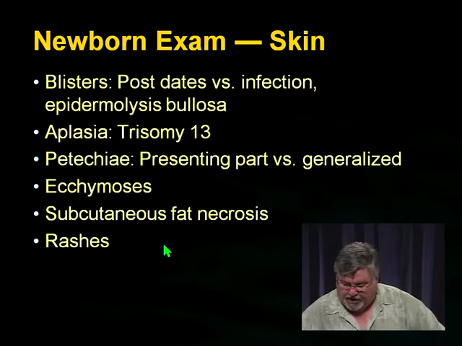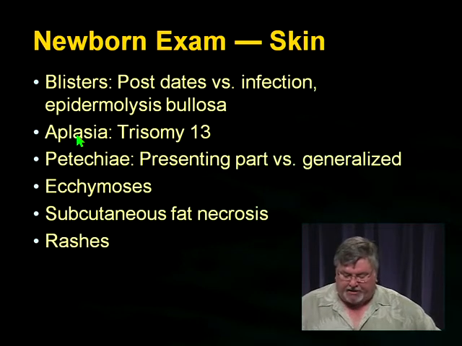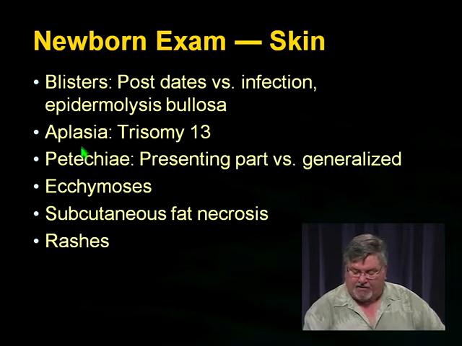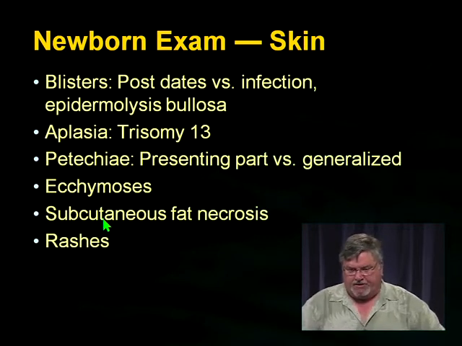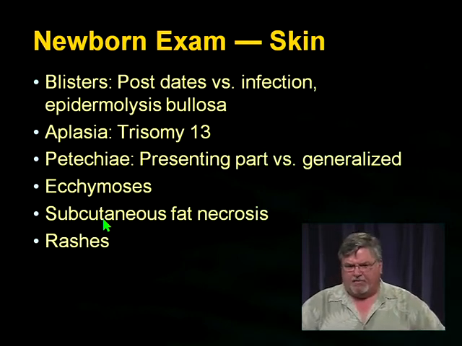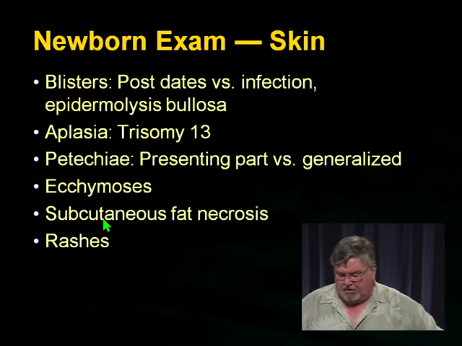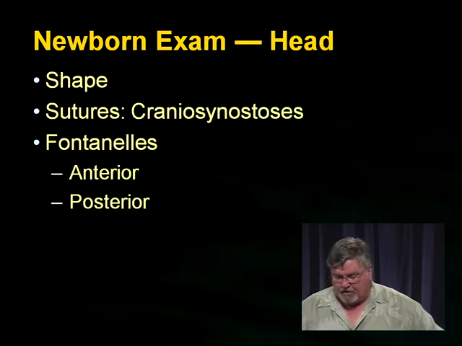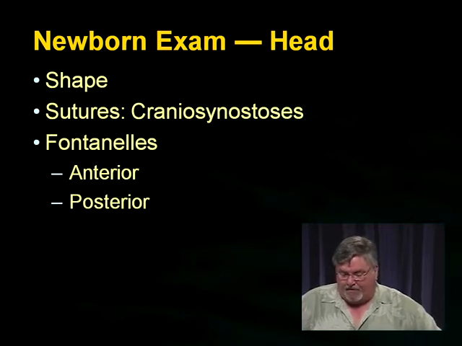Blisters, aplasia, where you have a patch of undeveloped skin associated with trisomy 13. I would think that there'd be other things present there as well. Subcutaneous fat necrosis, which is common in newborns, a little area of what looks like deep blue or purple discoloration. It's firm, and in some kids it's painful. And then there's all those baby bumps. That's what I call them.